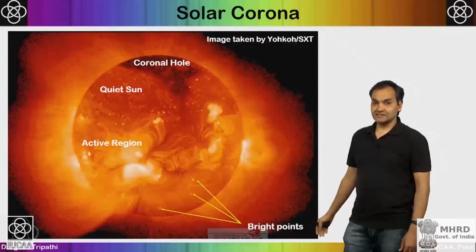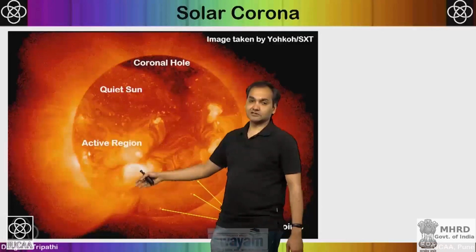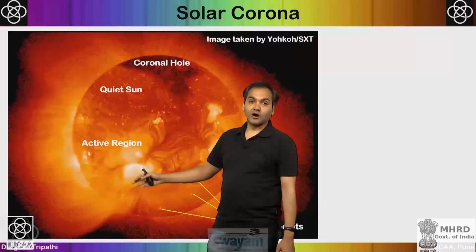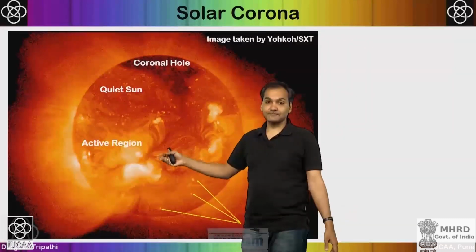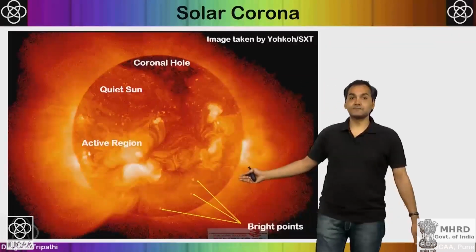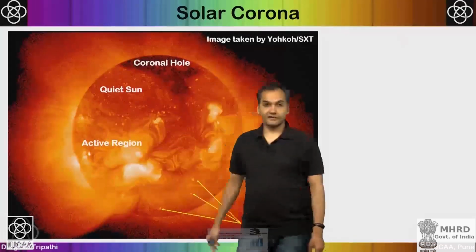Now, each of these active regions, we find that they are very nicely correlated with the locations of the sunspots that you find on the surface of the sun. Each of these evolves on various time scales. The active region can remain for months, whereas the bright points have a lifetime from a few minutes to hours, and the coronal hole can also stay on the surface of the sun for about a rotation, which could be about a month.